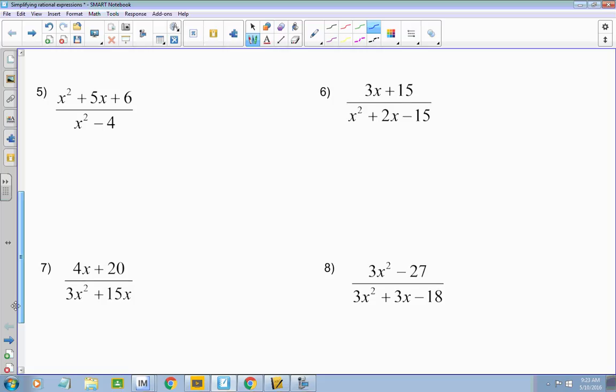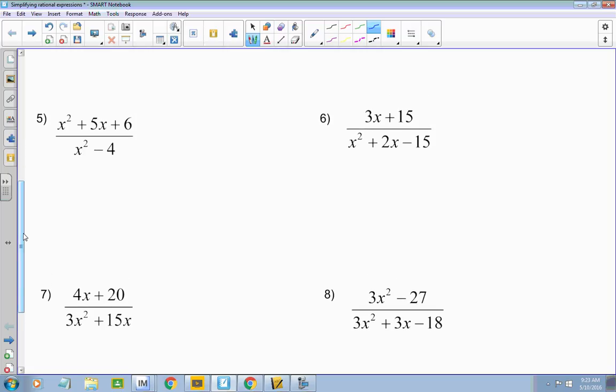All right, now, in this problem here, I've got a trinomial on the top and a binomial on the bottom. Okay, what am I going to do with that trinomial? Can I just cancel the 6 and the 4? No. I need to factor it, okay? So, I'm going to do my product and sum. What's my product going to be? 6, and my sum, 5. What multiplies together to give me 6 and adds together to give me 5? 2 and 3, right? Now, since this leading coefficient is a 1, I can go ahead and just do x plus 2 times x plus 3.